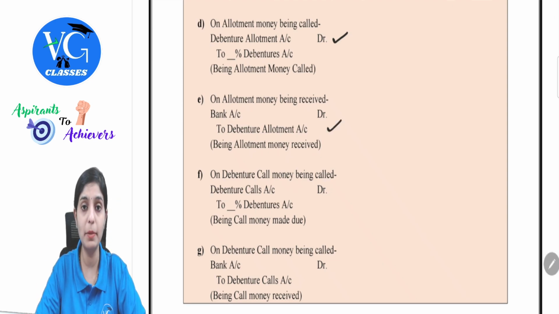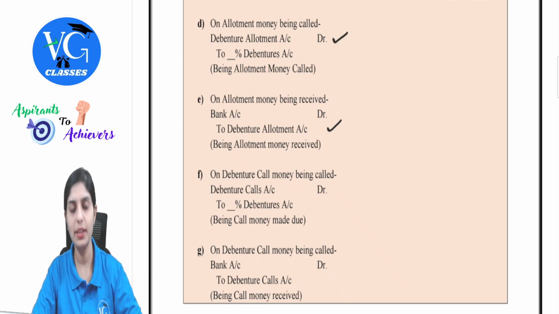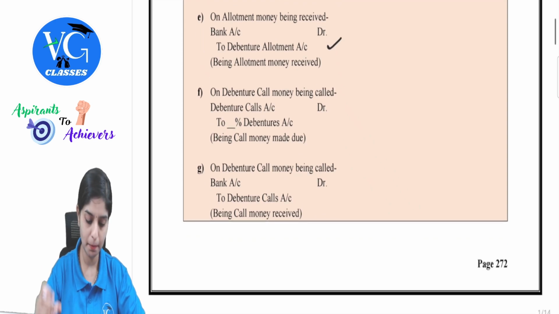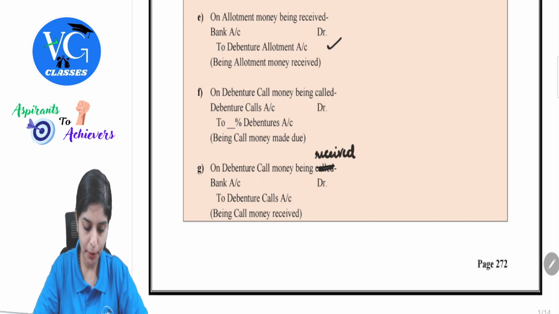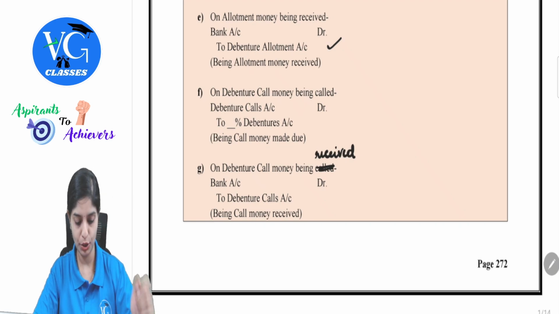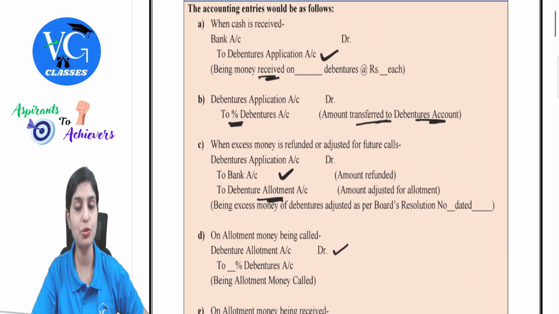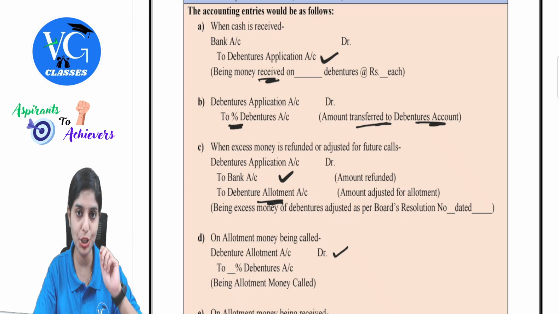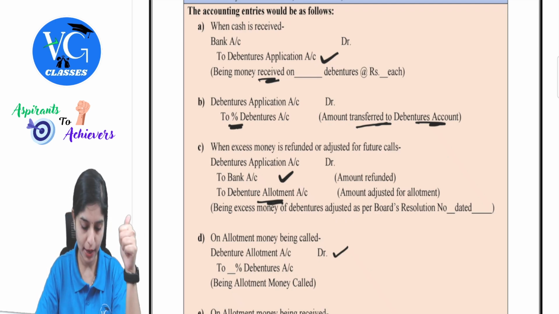Similarly, on debenture call money being called, debenture calls depending upon whether it's first call, final call, to percentage debentures, and on debenture call money being received. So just make a correction here. This is being received. So at that point of time, it will be bank account debit to debenture calls account. I hope whatever entry we understood, there should be no problem for you guys because this is very much similar to what we have understood in shares. Just there, it was share capital. Here it is percentage debentures. I hope this is clear.